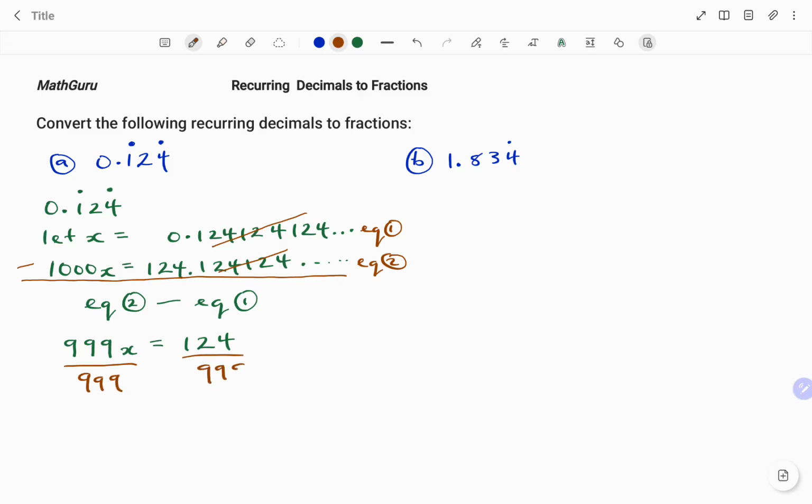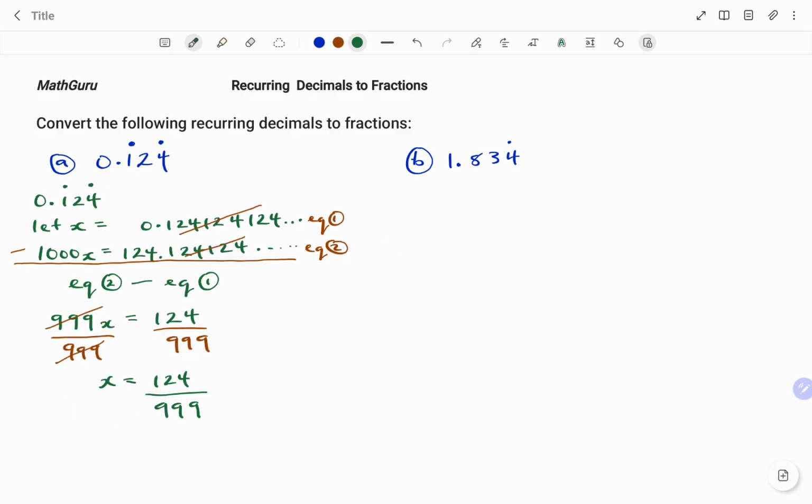Whatever you do on your left, you do on your right. This cancels out, and therefore my x equals 124 divided by 999. And if you check that on your calculator, you can see that your answer will be 0.124, and that goes on. Let's look at the second example together.